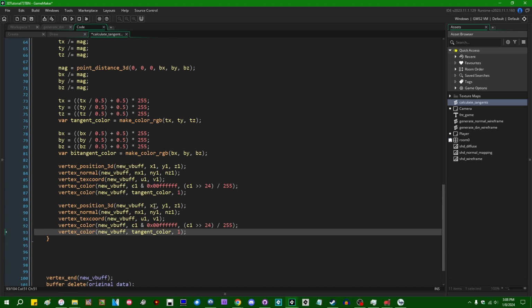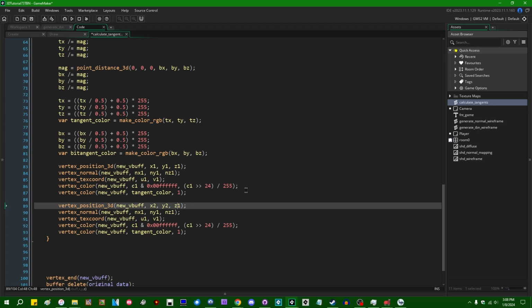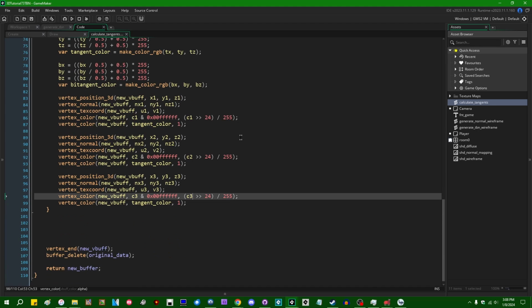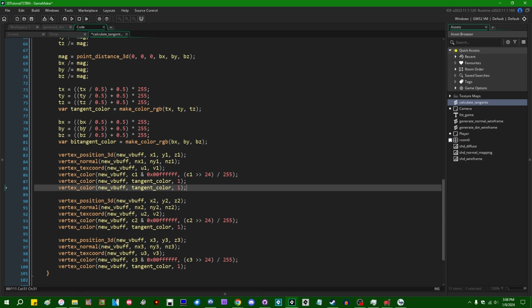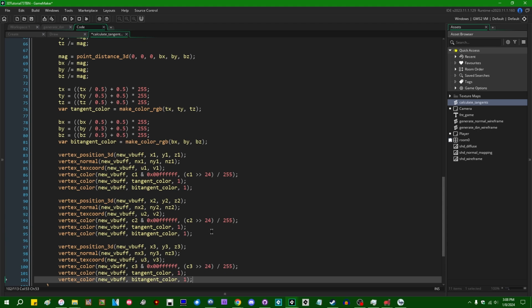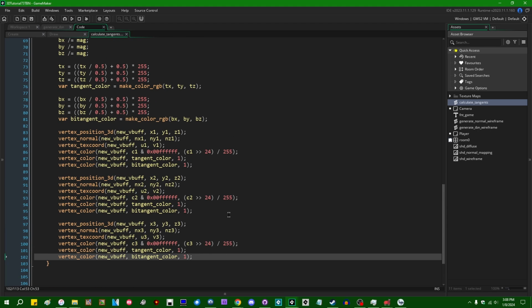And same thing for the second vertex. And the same thing for the third vertex. And I should actually also write in the bitangent color, if I want that to be included, which I do.